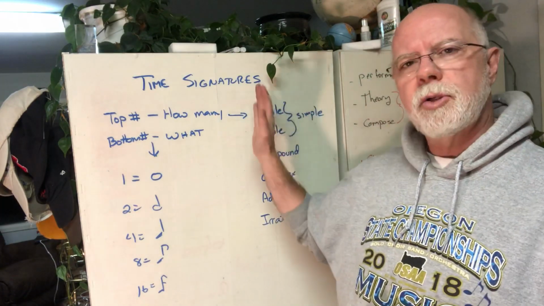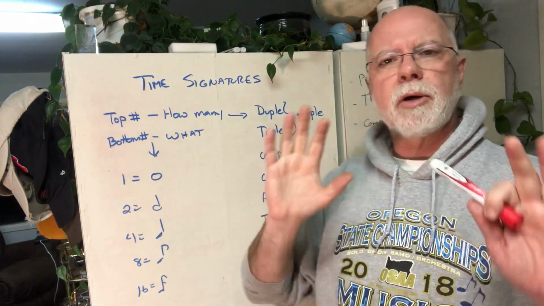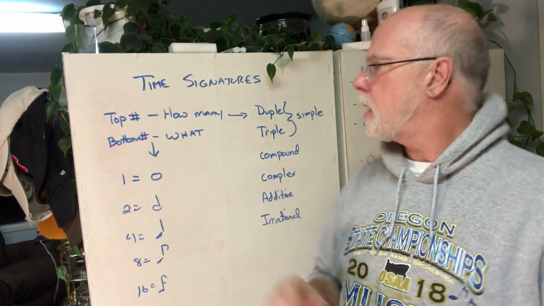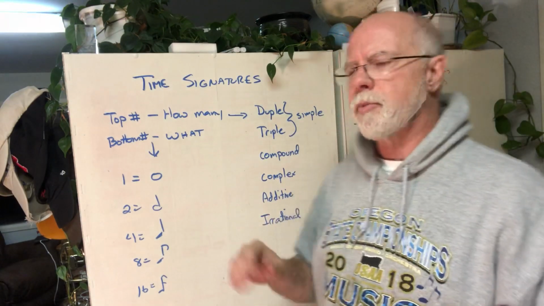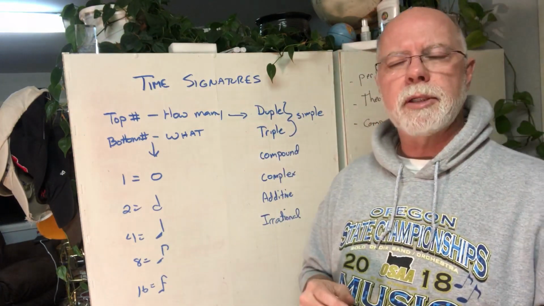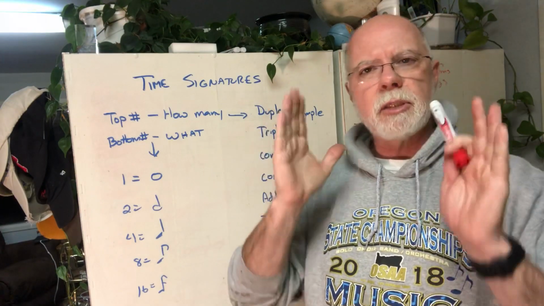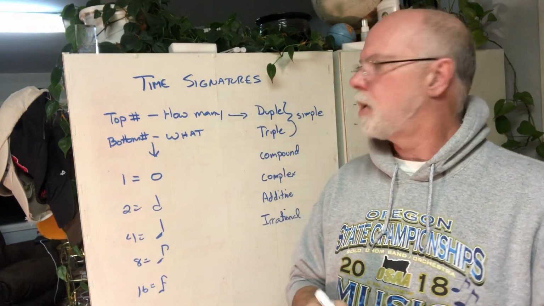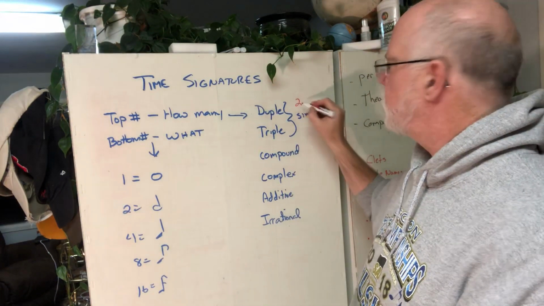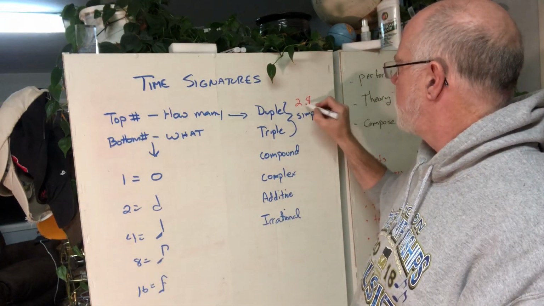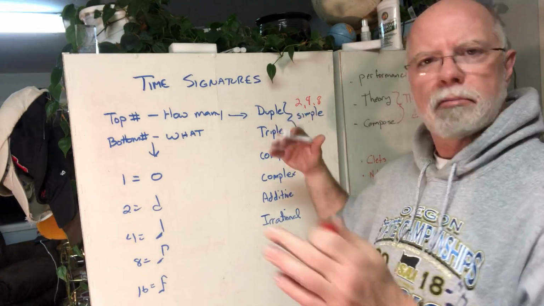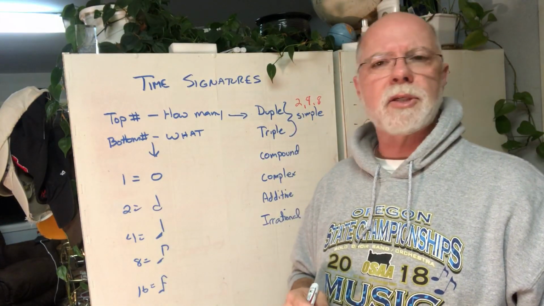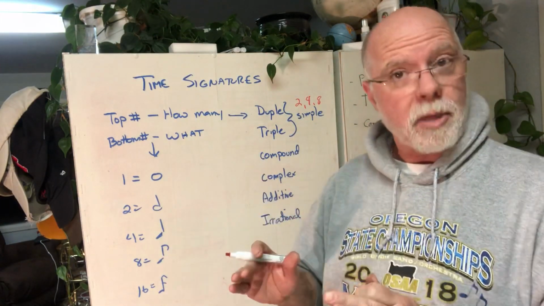So the first 2 that we're going to talk about are part of what we call our simple time signatures, all right? And it comes in 2 different flavors. We have duple. A duple one is a note or a number that's divisible by 2 and not by 3. We call it a duple time signature. So in this case, you would have 2, 4, 8, 10, 16, etc. Okay, it's divisible by 2 and not by 3.